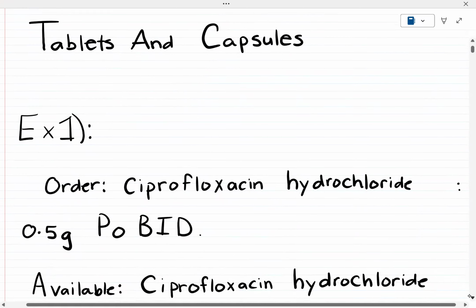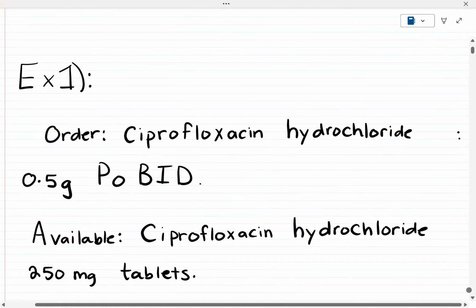So example one says we'll have an order of. So I'm not a nursing or a medical student, so if I pronounce these medications wrong, it's because I really don't know how to say it, because I'm not a nurse or a doctor.